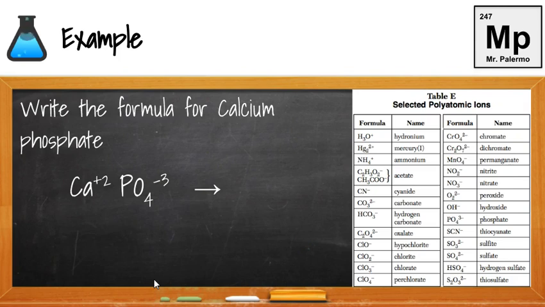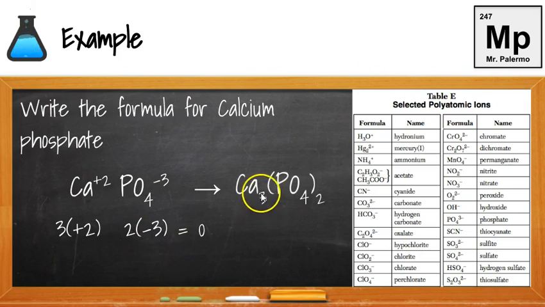Let's look at another example. Write the formula for calcium phosphate. So I look up calcium on the reference table, and I see calcium is a +2 charge, so I write Ca +2. And then I look up phosphate on Table E. Here's phosphate. It's PO4 -3, and I put that here. And so I have a +2 charge and a -3 charge. And in order for that to balance out and equal 0, I would need 3 of the +2 charges and 2 of the -3 charges. And so that means I need 3 calcium and 2 phosphates.